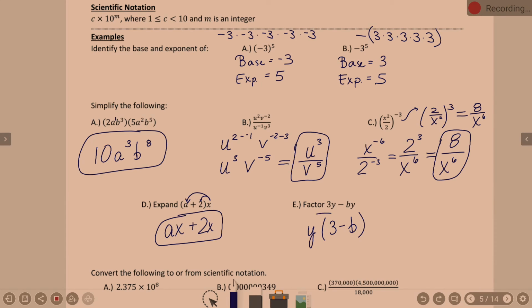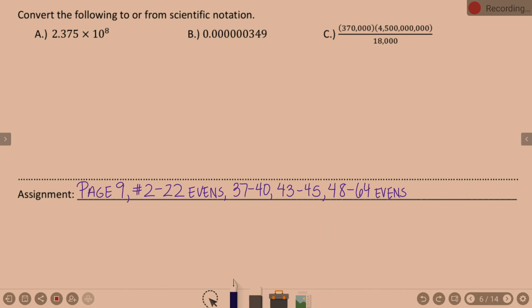One last little topic. And I'm going to tell you, do not grab the calculators for this. There's one thing we might grab calculators for, but generally speaking, don't grab calculators. So, convert the following to or from scientific notation. A, 2 and 375 thousandths times 10 to the 8th. What do you remember? How do we convert in this one out of scientific notation?